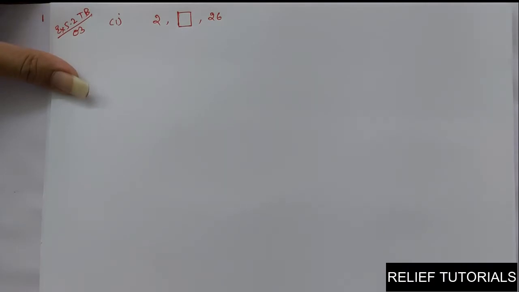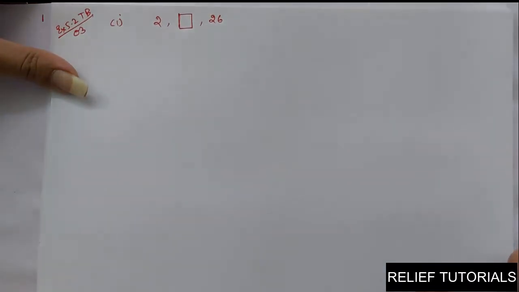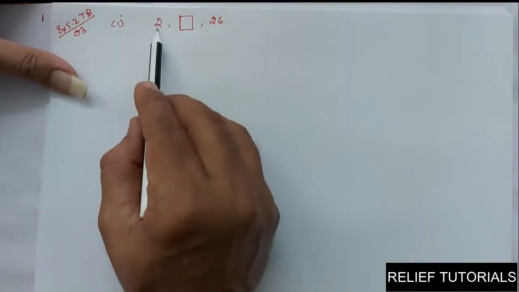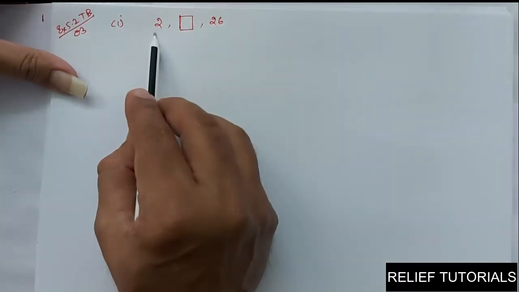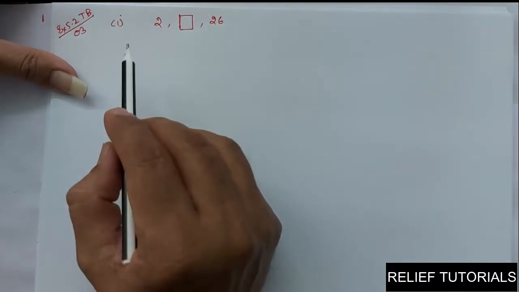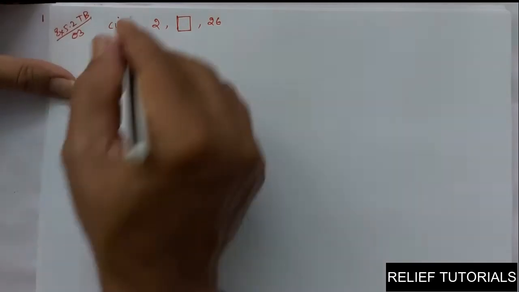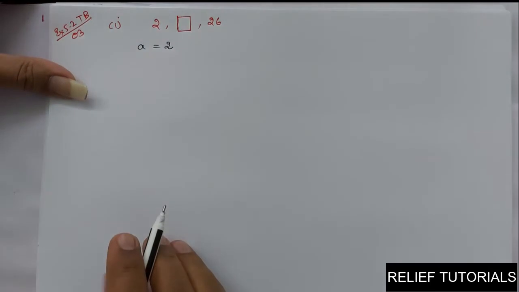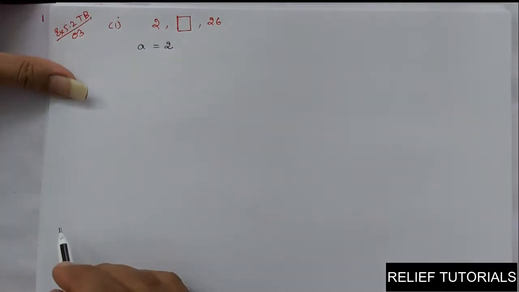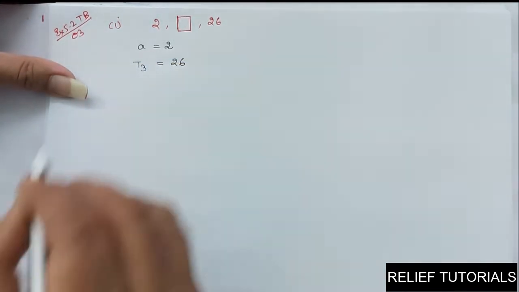Have you got it, friends? Now this is the first term, this is T2, this is T3. So you can say the first term is 2, so A is equal to 2. But in order to find the difference, you require 2 consecutive terms, and you don't have them. So we can use a formula. There are 2 ways. Here T1 is equal to 2, so A is equal to 2. Then you have T3, and T3 is equal to 26.